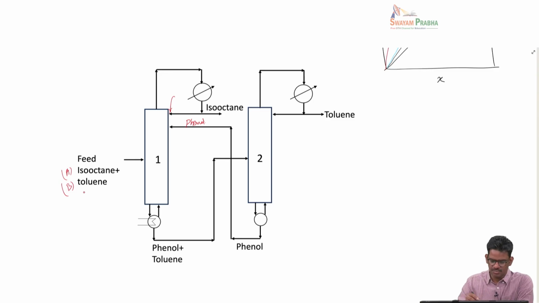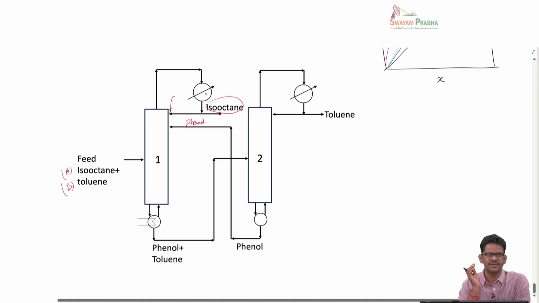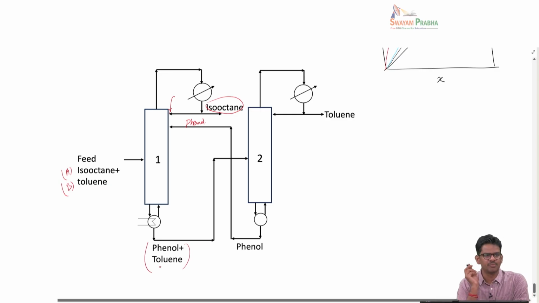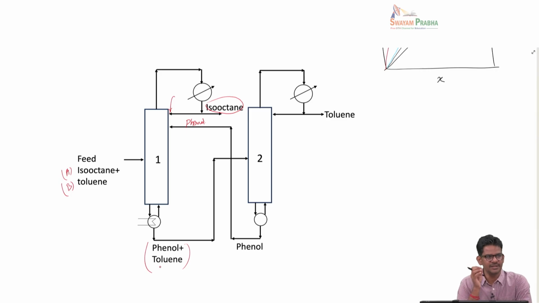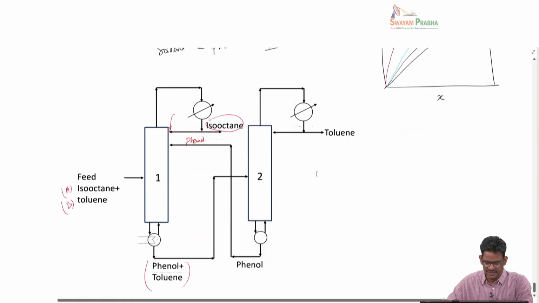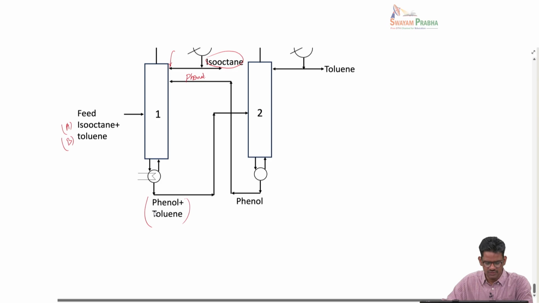Now, once you have the mixture of isooctane, toluene and phenol, the separation is better, and at the top nearly pure isooctane comes out, which can be condensed, taken out as a distillate product, and refluxed. The bottom product would contain phenol and toluene. Phenol is less volatile because it has a boiling point of 181.4 degrees Celsius. You can see it is quite high, so it is essentially non-volatile. That is why phenol comes out at the bottom.